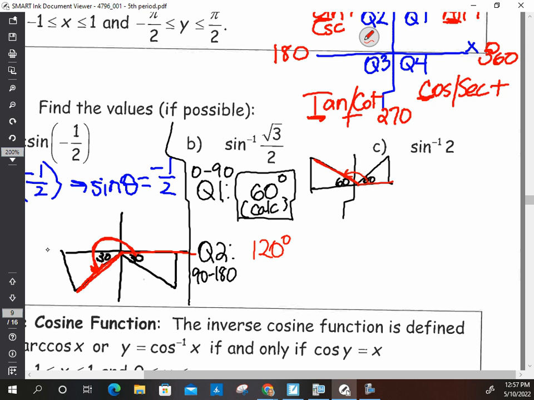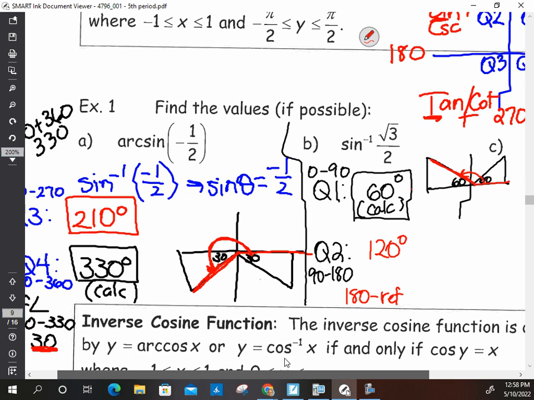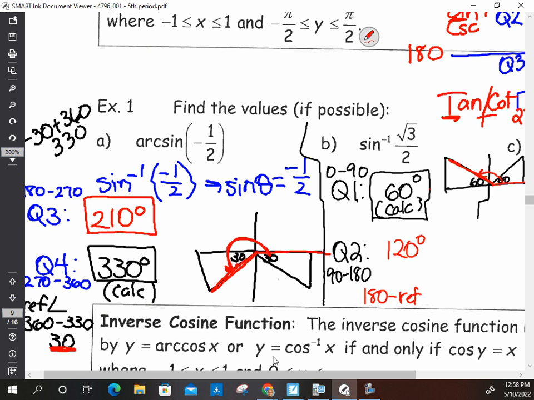So another way to think about it, if you're in quadrant 2, if you already got one answer, to get the answer for quadrant 2, that's the same thing as 180 minus the reference angle, which was 60 degrees. Just like for quadrant 3, that's the one that you needed, that's 180 plus your reference angle.